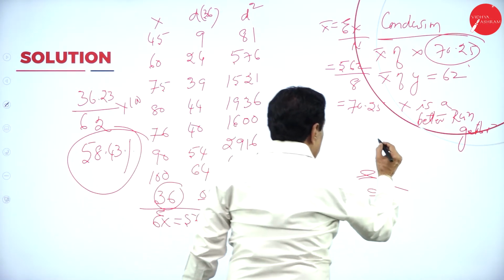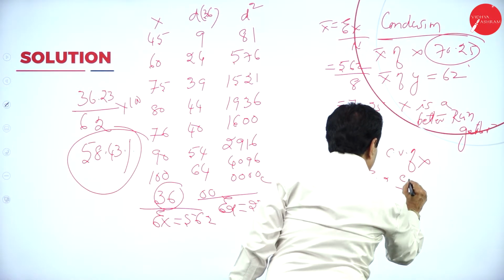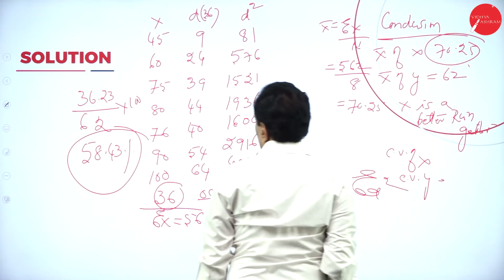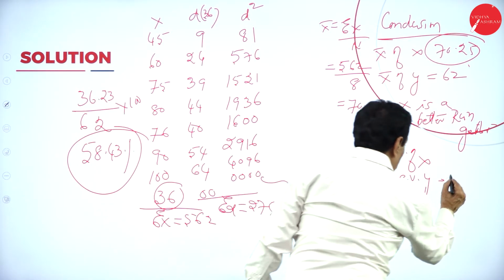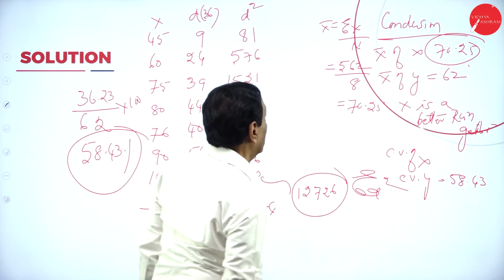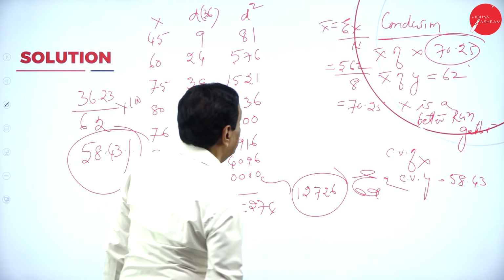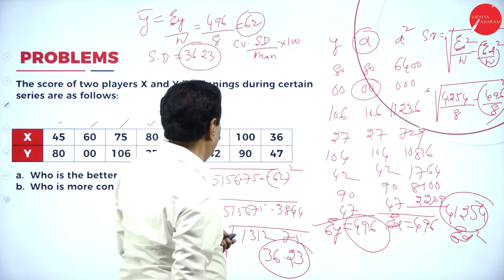So you'll go to the CV of X and CV of Y. What is CV of Y now? You got 58.43. This is CV of Y. Then we'll go to the CV of X. This is your mean of X.